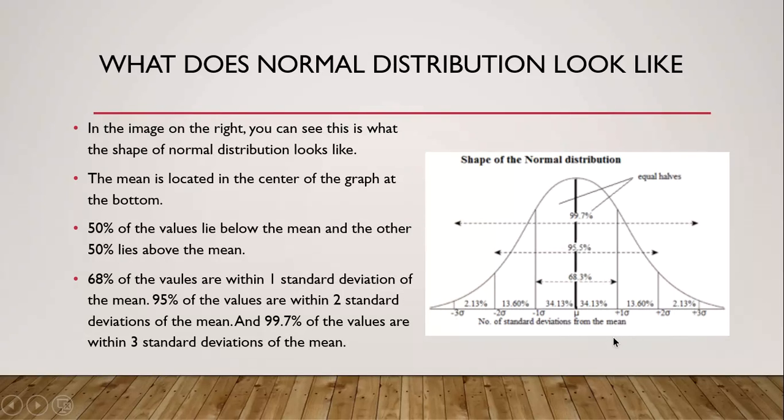68% of the values are within one standard deviation of the mean, as you can see here. 95% of the values are within two standard deviations of the mean, from here to here, and 99.7% of the values are within three standard deviations of the mean, which is from here to here.